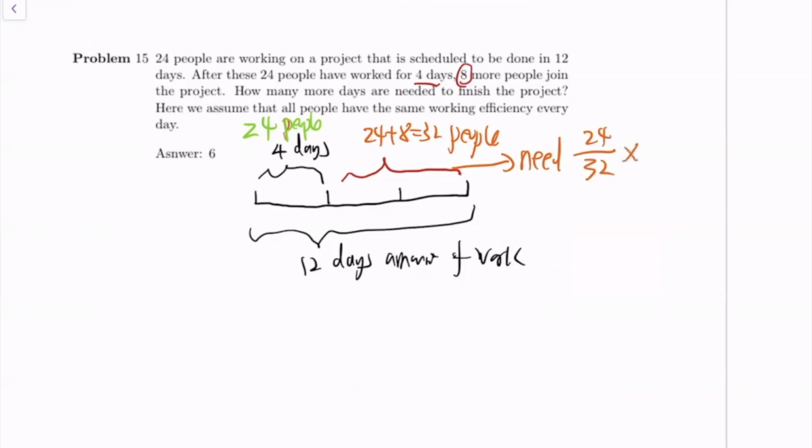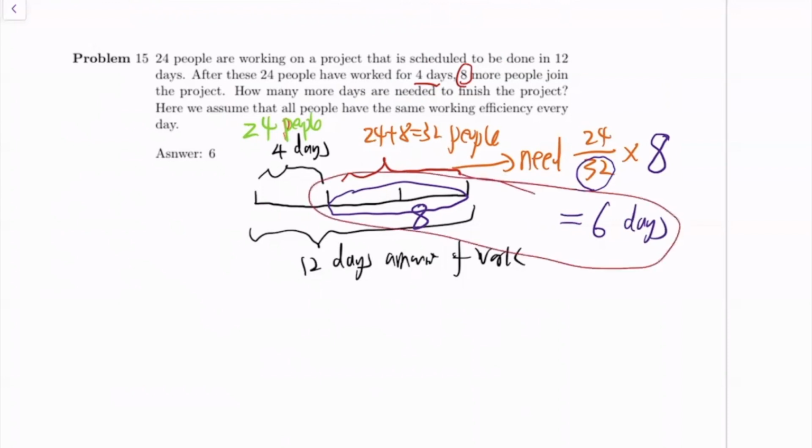Okay, so then we know that of the 12 days, what is left is 8 days, right? 8 days. But if you have 32 people, the fraction will be multiplied by 8, right? So this is how many days you need if you have 32 people. Okay, so let's calculate this. You just get 6 days to finish it, right? So 6 days. So here you see, you actually just need 6 days to finish this part, right? So then the answer will be 6.